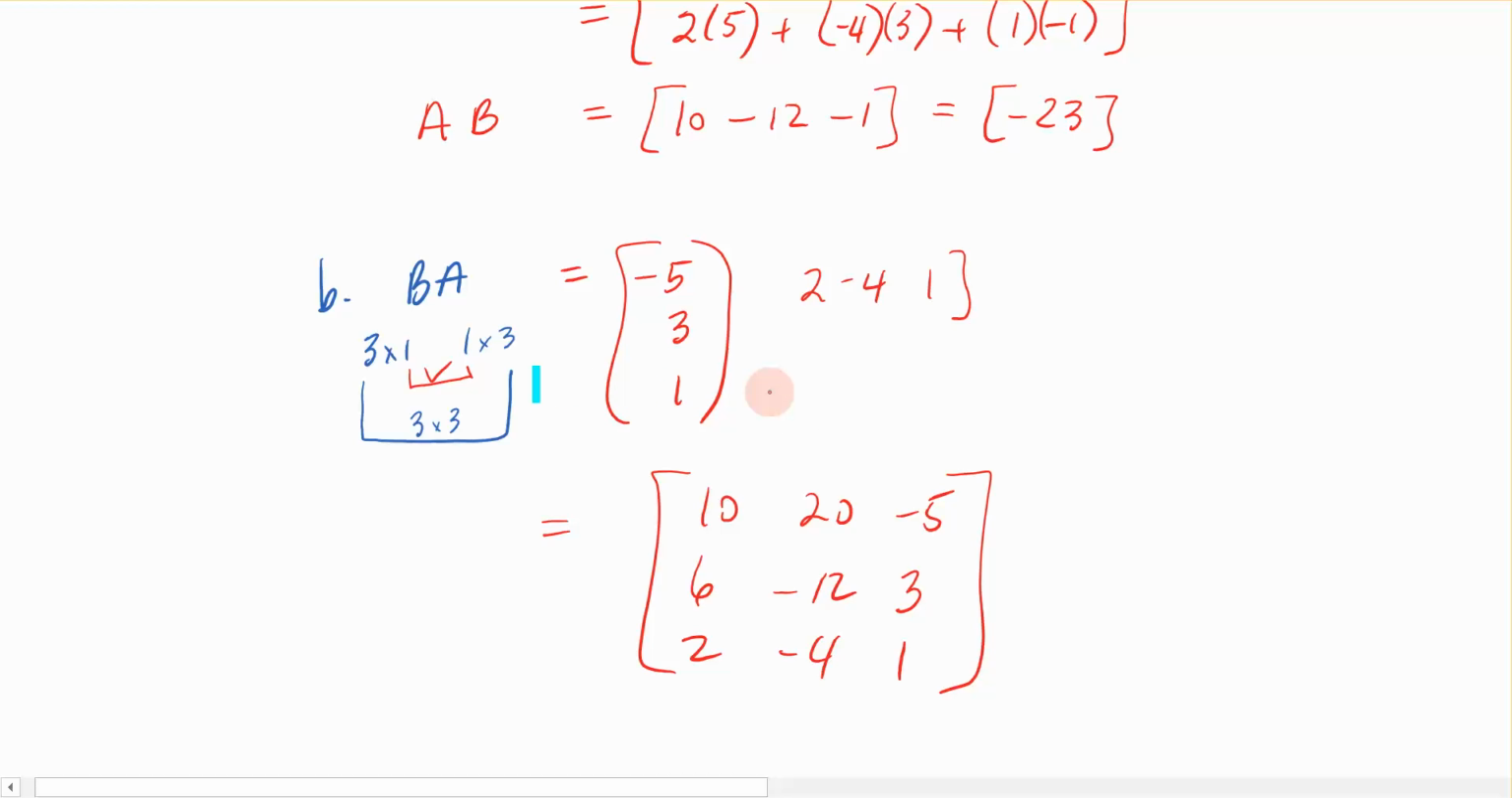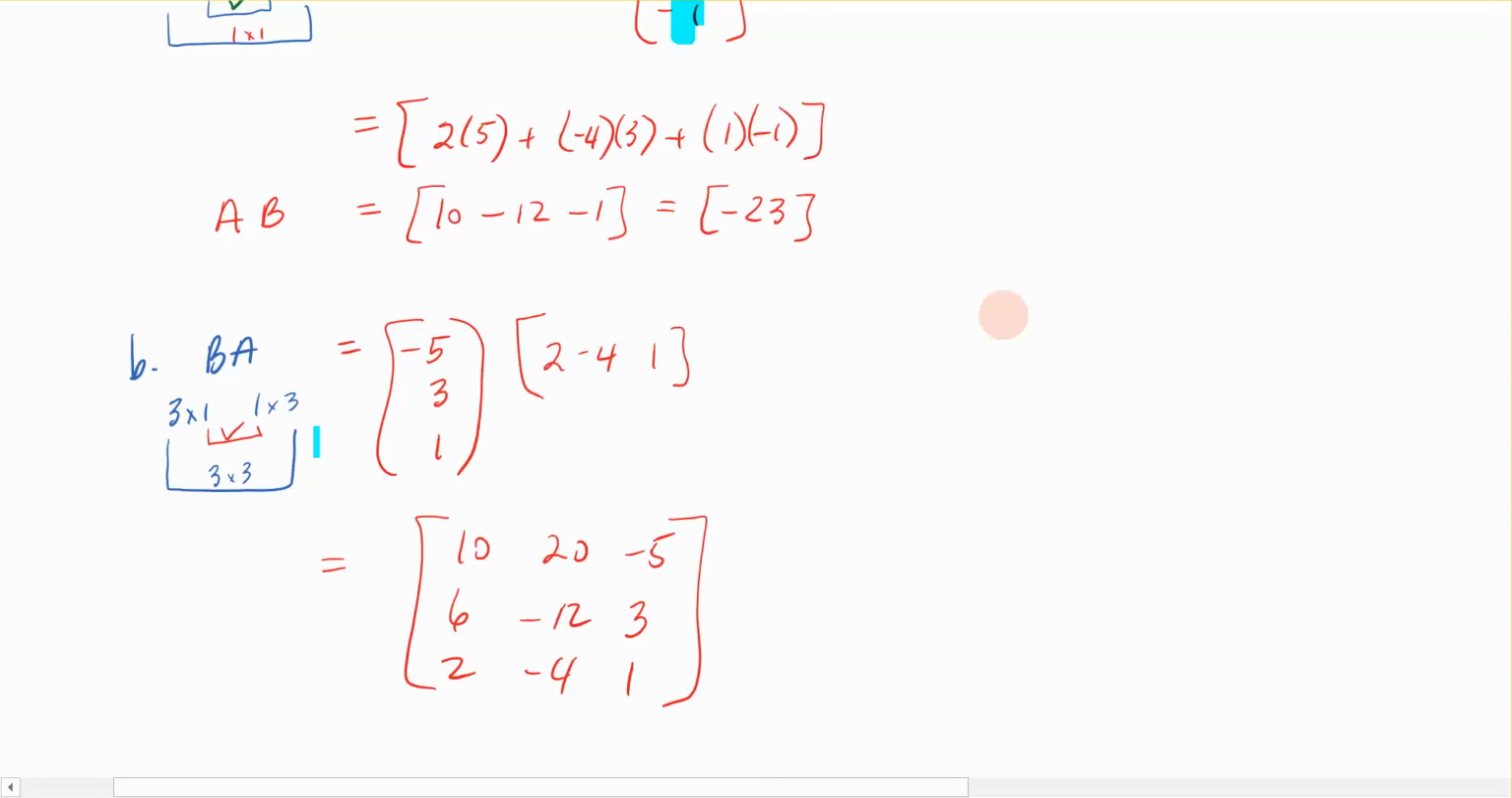So you can see that when we multiplied B times A, we ended up with this 3 by 3 matrix, as opposed to A times B, which is this 1 by 1 matrix. And that's how order basically matters. Multiplication is not commutative at all.